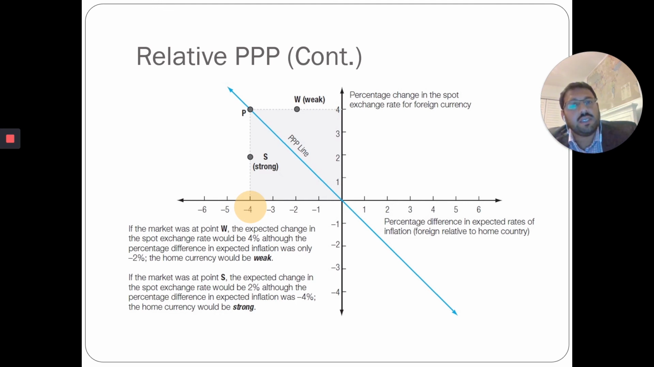And if you come over here, it means if the inflation in Japan is 4% less compared to the inflation in the United States, and the Japanese yen appreciates by only 2%, somewhere over here at S, it means that the Japanese yen becomes undervalued versus the US dollar, and the US dollar becomes overvalued. That's why the domestic currency, which is the US dollar, is the stronger currency over here. It's a strong point.